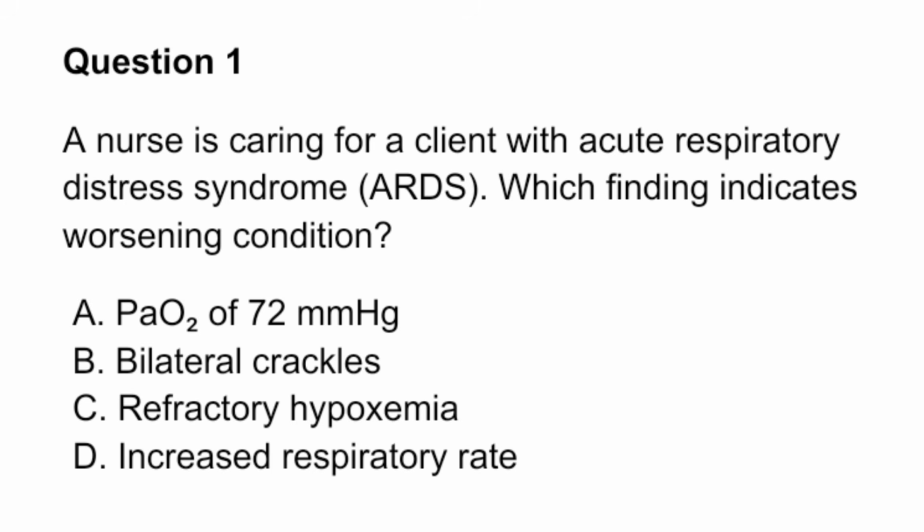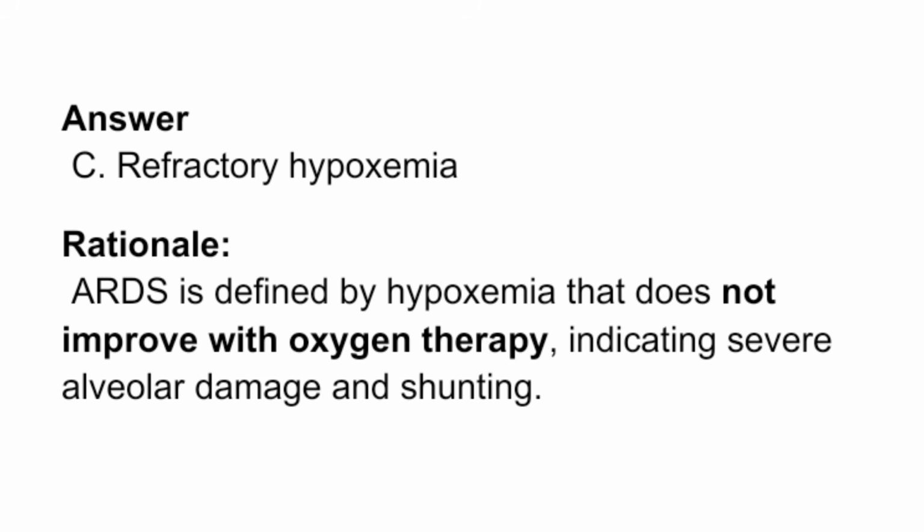Question 1. A nurse is caring for a client with acute respiratory distress syndrome, or ARDS. Which finding indicates worsening condition? A. PaO2 of 72 millimeters mercury. B. Bilateral crackles. C. Refractory hypoxemia. D. Increased respiratory rate. Answer. C. Refractory hypoxemia. Rationale. ARDS is defined by hypoxemia that does not improve with oxygen therapy, indicating severe alveolar damage and shunting.